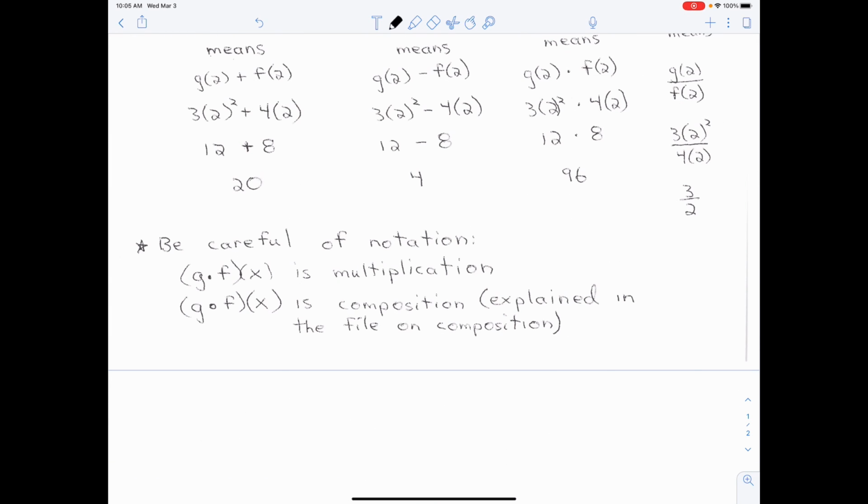Again, the thing I want to mention is you have to be very careful of notation. If it's a dot, that's multiplication. This open circle thing, I'll talk about next time. That's composition. Okay, so we'll talk about that next time.